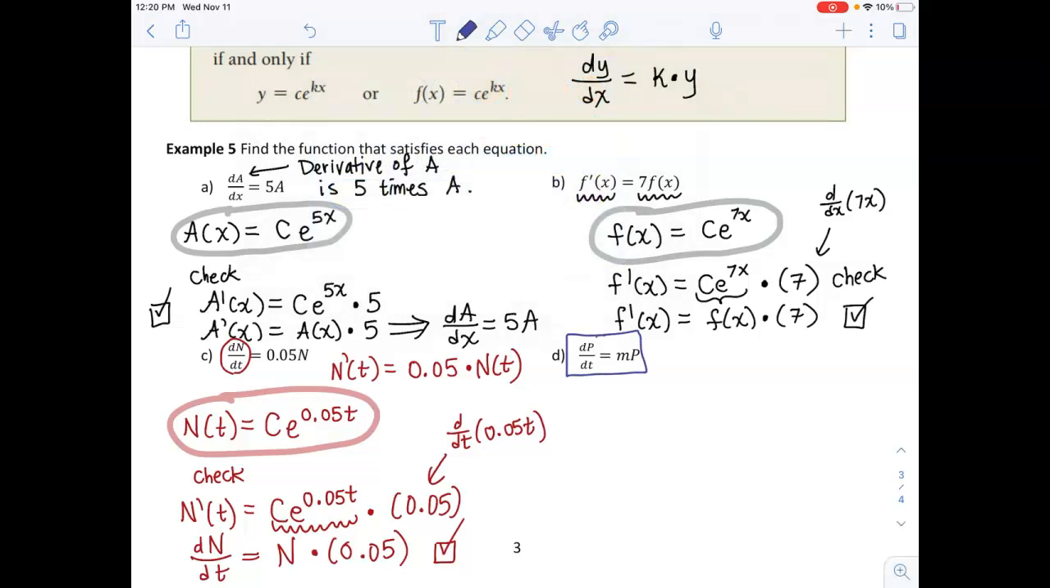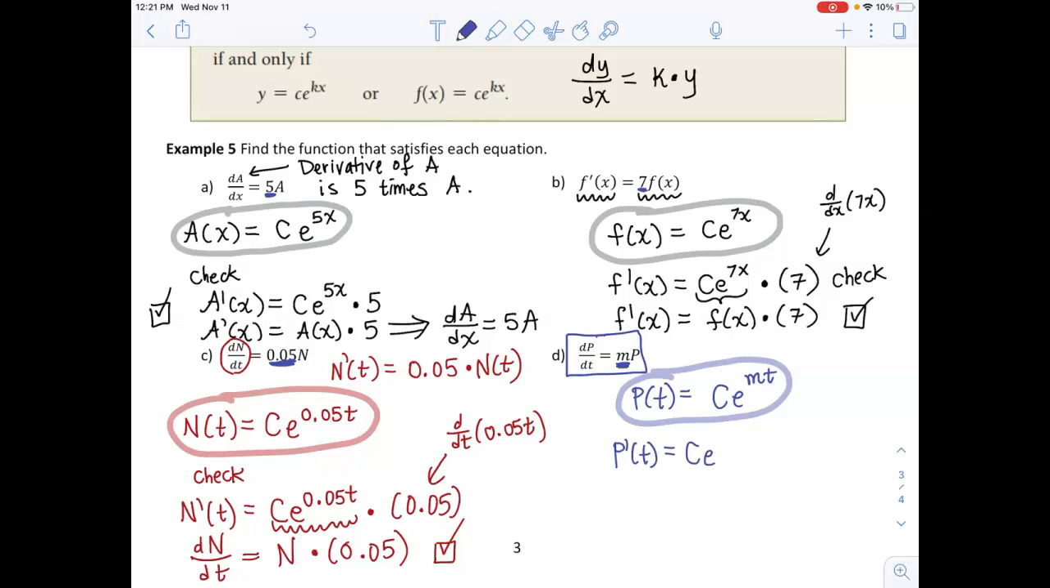The very last one, let's try this one. They're saying dP/dt is equal to some constant m times its original function. So let us find this function p of t. It's going to be c e to the, now what is the constant? The constant is the number that's getting multiplied by the original function, right? So the previous ones, it was 0.05, it was 5, it was 7. Now here they didn't give me a number, but they gave me m, so I'm going to say m, and then we need t. This one is very abstract. There's no number or anything, but if I want to check this, I can find the derivative of this. So what is p prime of t?